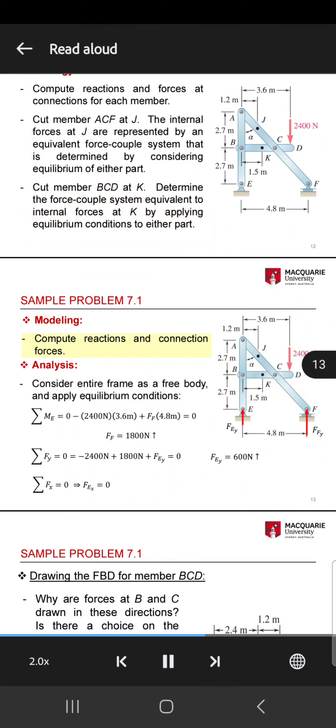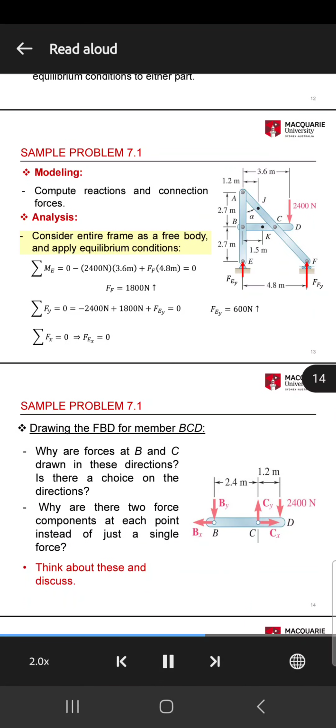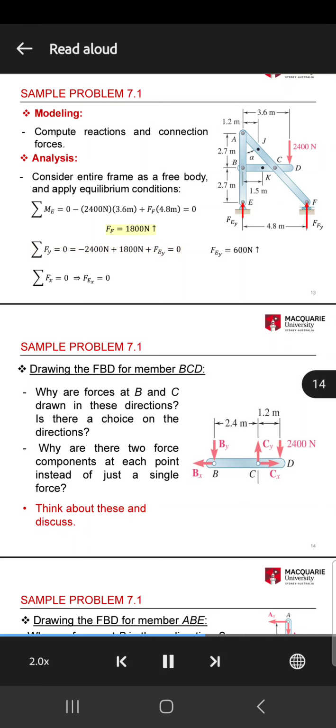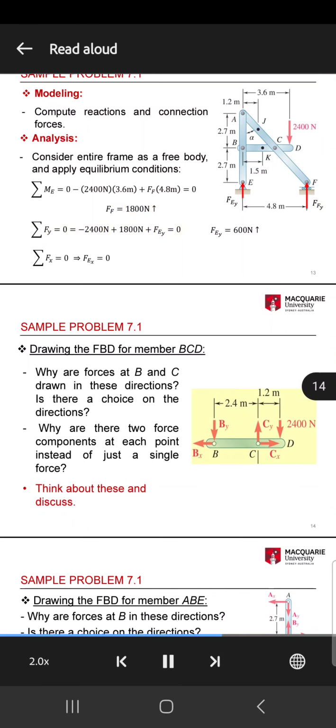Modeling: compute reactions and connection forces. Analysis: consider the entire frame as a free body and apply equilibrium conditions. Sum of F_y equals 0, equals minus 2400 N. Free body diagram of member BCD.